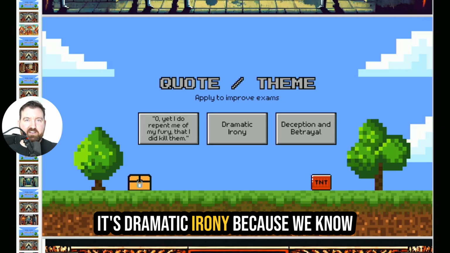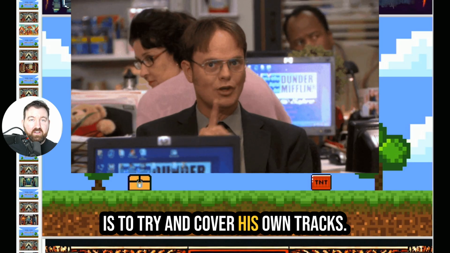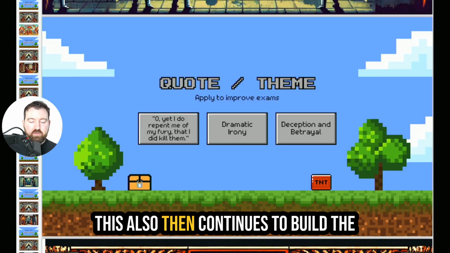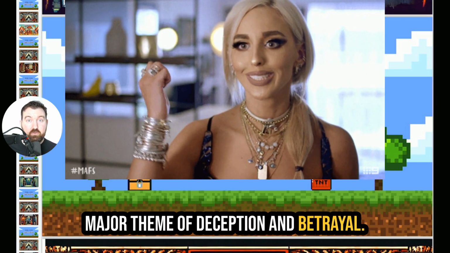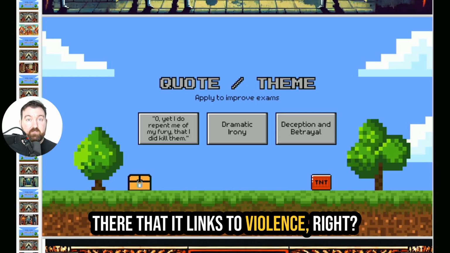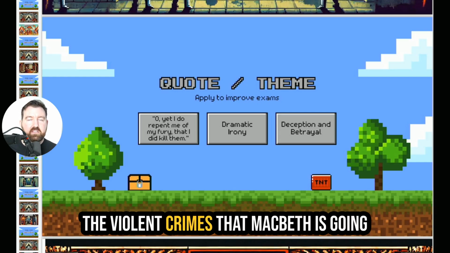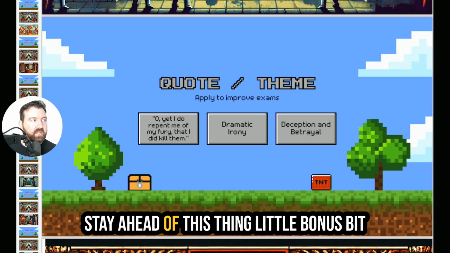It's dramatic irony because we know that the reason he's killing the guards is to try and cover his own tracks. This also then continues to build the major theme of deception and betrayal. And I think that you could also add in there that it links to violence, right? The violent crimes that Macbeth is going to have to keep committing to try and stay ahead of this thing.